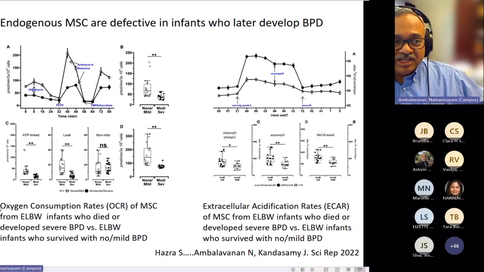And it's not just the endothelial cells from the cord. We actually were able to isolate MSC, that is the mesenchymal stem cells, from the cord. And even those are defective. And again, they're defective because their mitochondria don't work well.